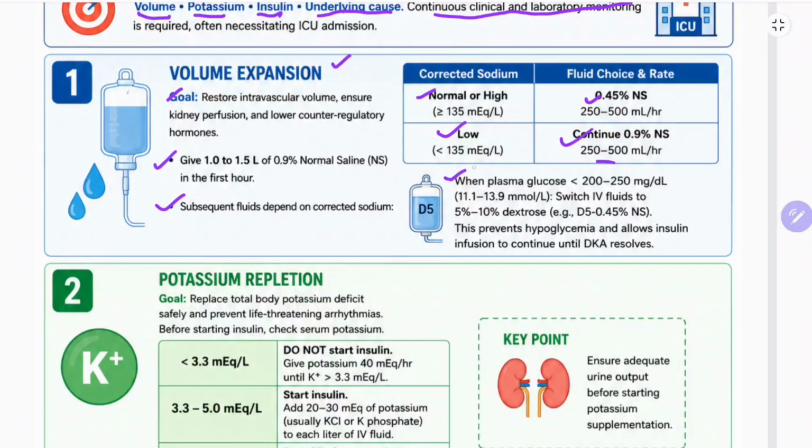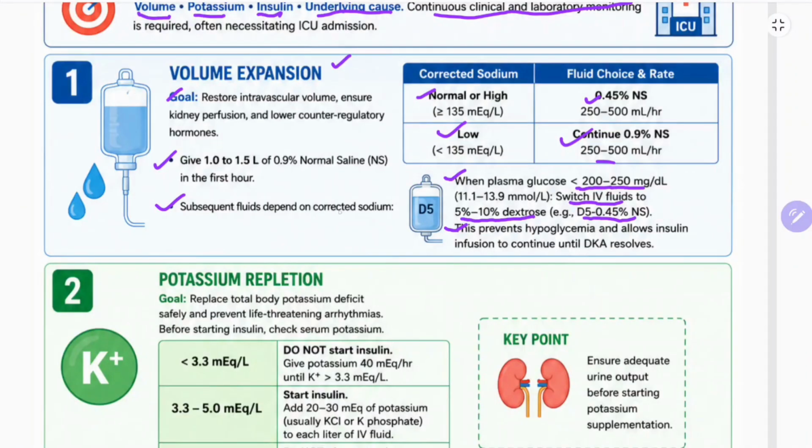Now one thing is, when plasma glucose falls to less than 250 milligram per deciliter, switch IV fluids to 5 to 10% dextrose. Example, D5 0.5% NS, meaning dextrose 5 and 0.5% NS. So this prevents hypoglycemia and allows insulin infusion to continue until DKA resolves.